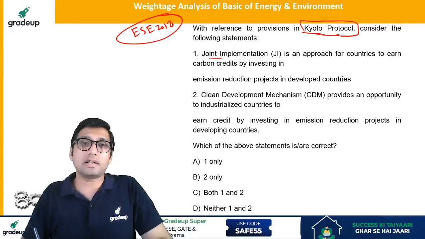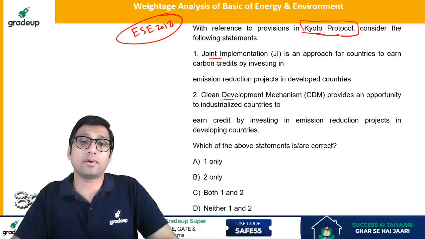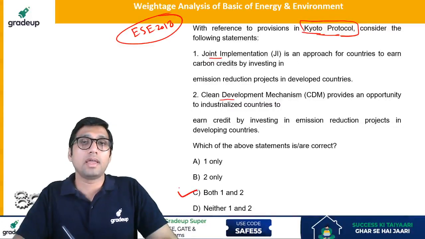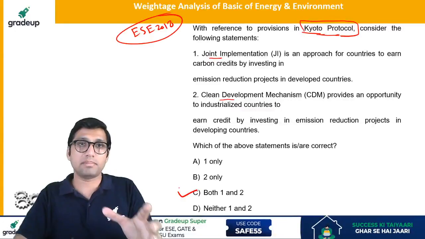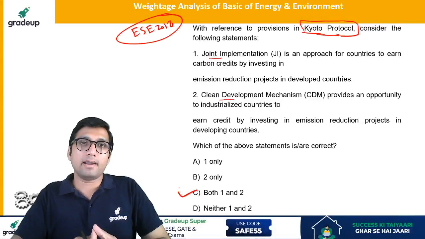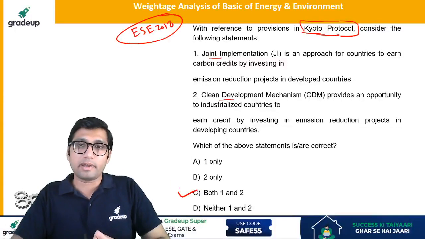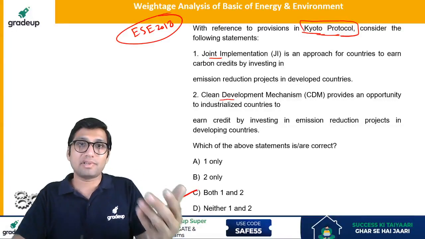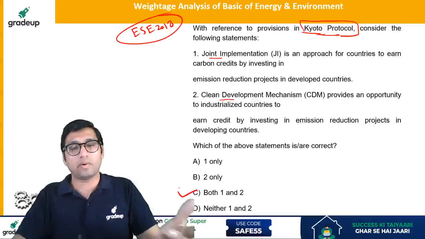Joint implementation and clean development mechanism are these two. They also come under the Kyoto Protocol. The answer for this question will be option C, both 1 and 2. Actually, joint implementation and clean development mechanism are the two schemes which come under the Kyoto Protocol, in its second commitment period, right? Now, this Kyoto Protocol was adopted in one of the conventions on climate change. There are different conventions on climate change, okay?